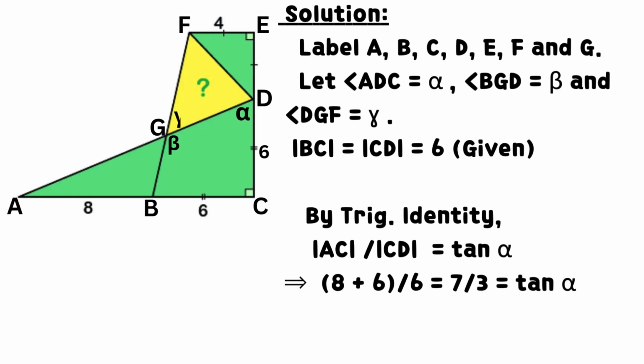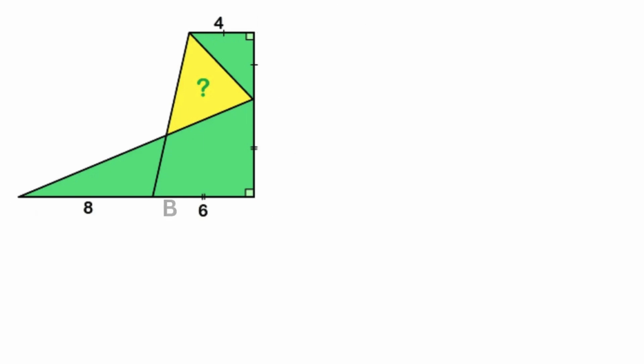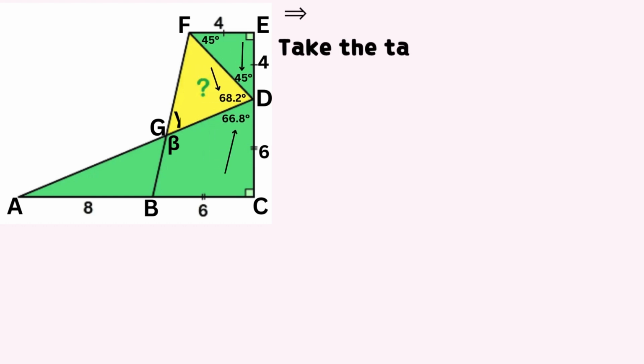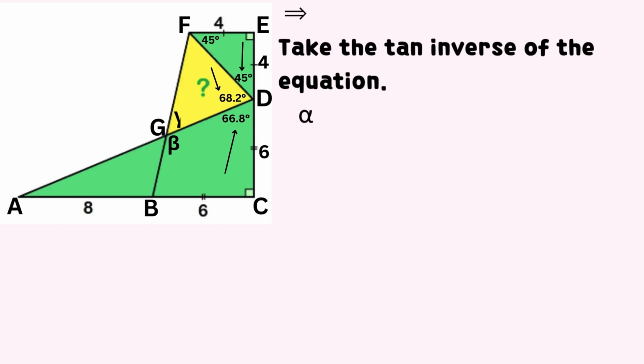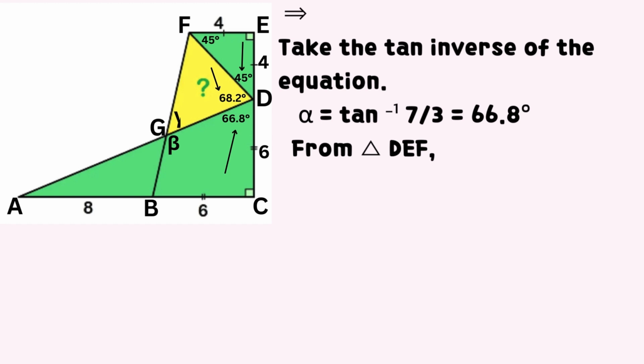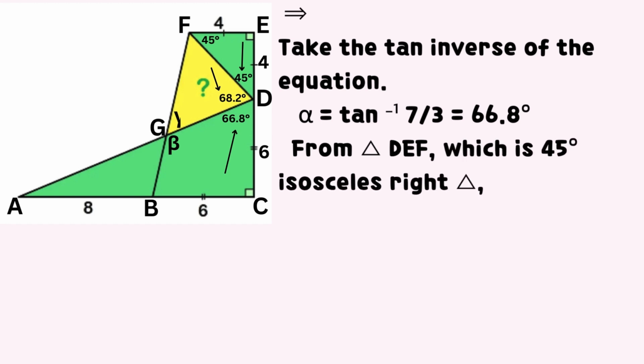It is given by the trigonometric identity that the opposite side divided by CD equals tan alpha. It implies that 7 divided by 3 equals tan alpha. Take the tan inverse of the equation. Alpha equals tan inverse of 7 divided by 3, which equals 66.8 degrees.